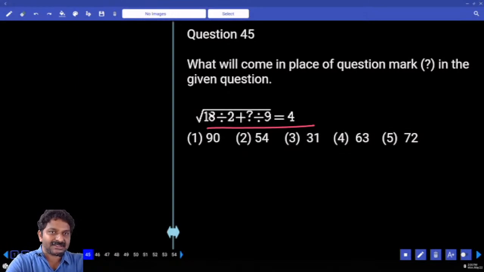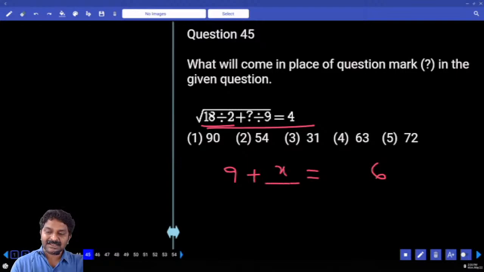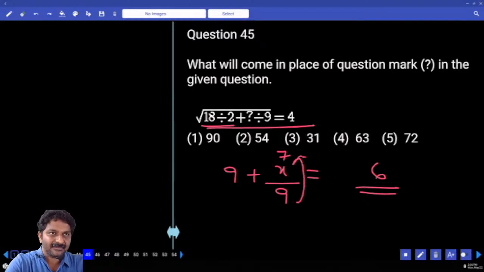Squaring on both sides. Right hand side, what is there? Ends with 6. 18 divided by 2. 9 plus x by 9, correct? And you know the right hand side number is ending with 6. That means this x must end with 7 only. Come on. 9 into which number ends with 7? How many?